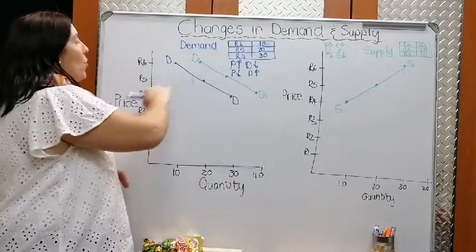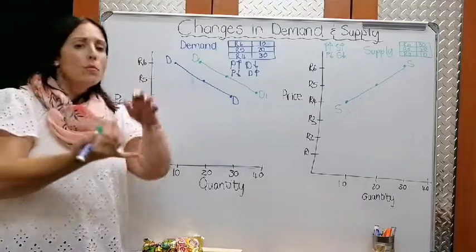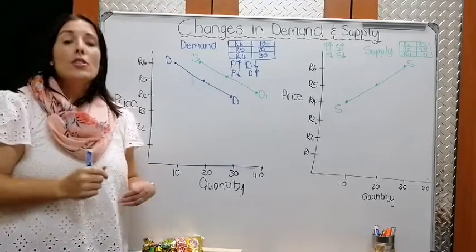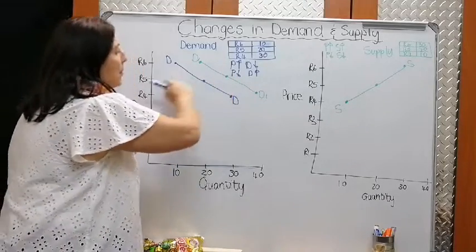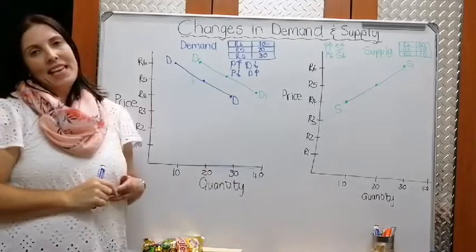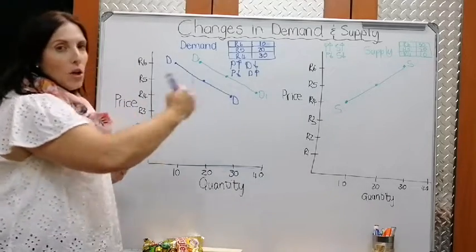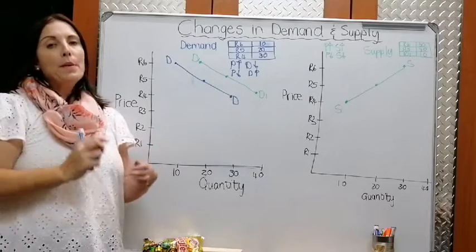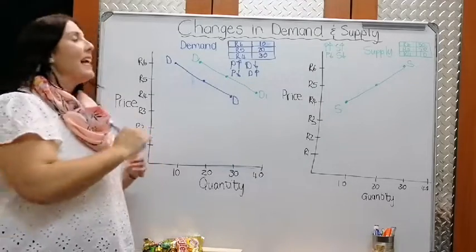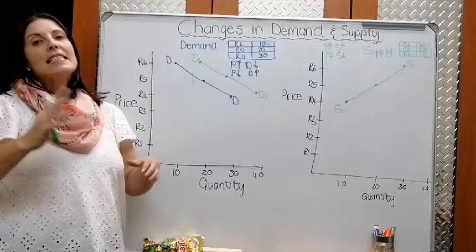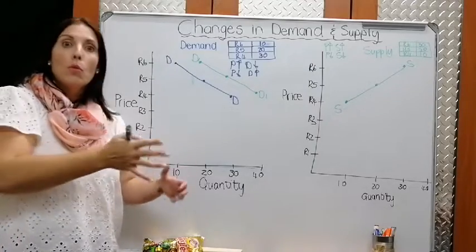If the price was R5, but because of more income, more advertising, and lots of other factors, more people are now demanding the product at that specific price. So that is a shift to the right of the graph, meaning more people demand the product at that specific price as a result of changing income, more income.